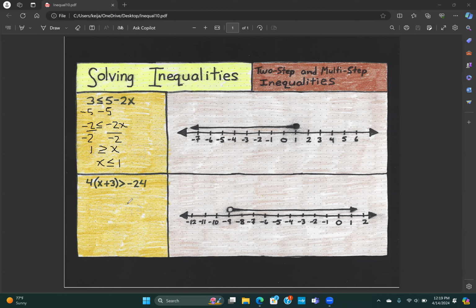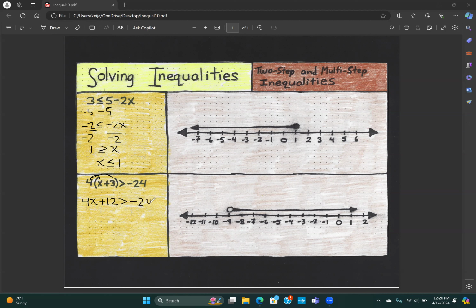Let's go on to our second problem. And this second problem involves distributive property, meaning that we're going to have to distribute this 4 to this x, and then distribute this 4 to this 3 before we proceed any further. And so with that in mind, 4 times x will give us 4x, and 4 times 3 will give us a positive 12. And then we can go ahead and finish it out and saying that this quantity right here, 4x plus 12, is greater than a negative 24.